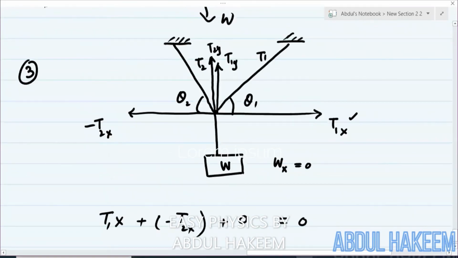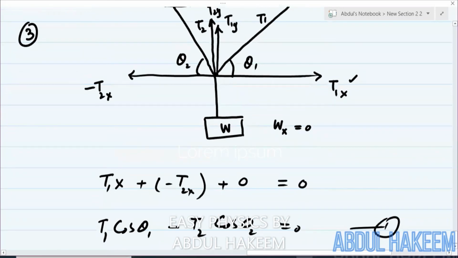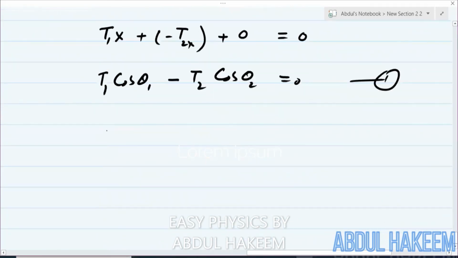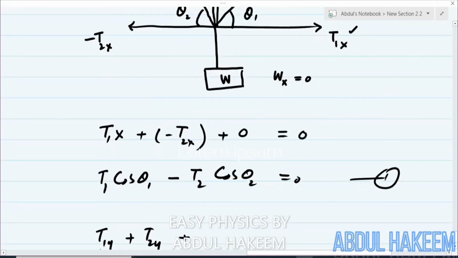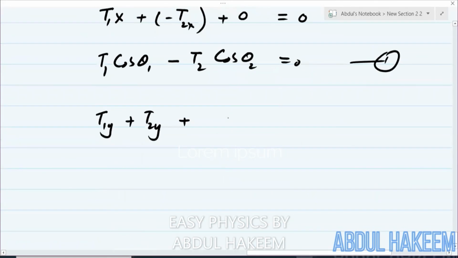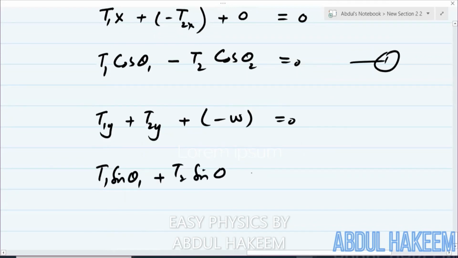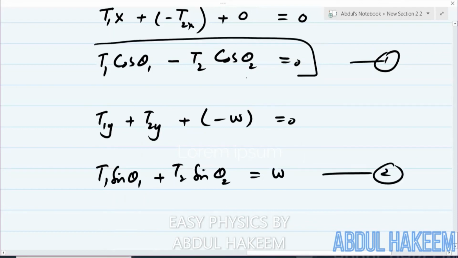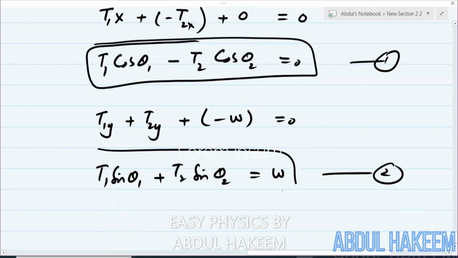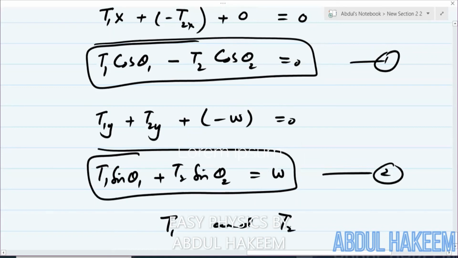Similarly, we can add the y components. So T1y plus T2y plus the vertical component of the weight, which is minus W because it is downward, equals 0. So we can write minus W equals 0. So T1 sine theta 1 plus T2 sine theta 2 is equal to W. This is the second equation. By solving these two equations simultaneously, we can calculate T1 and T2.